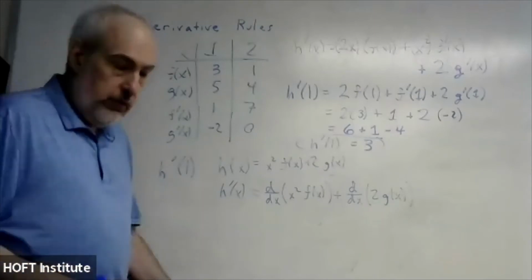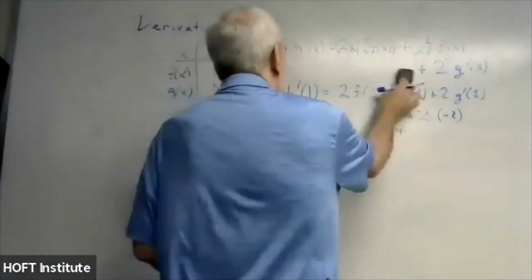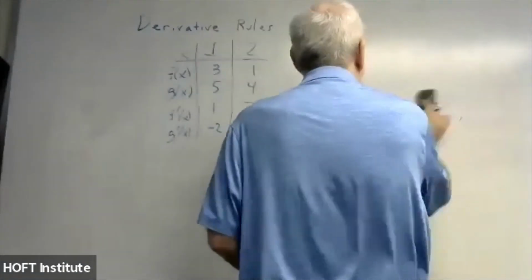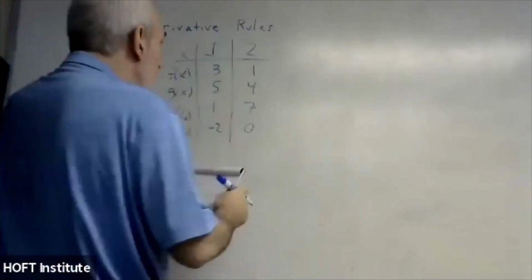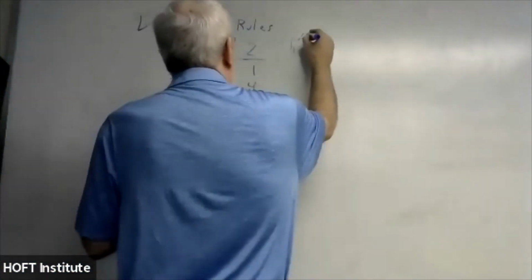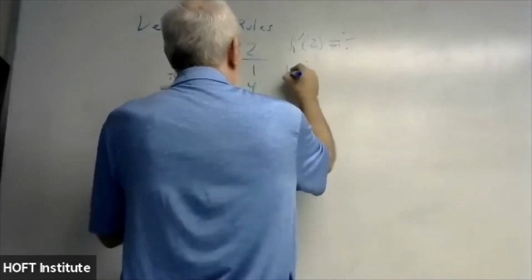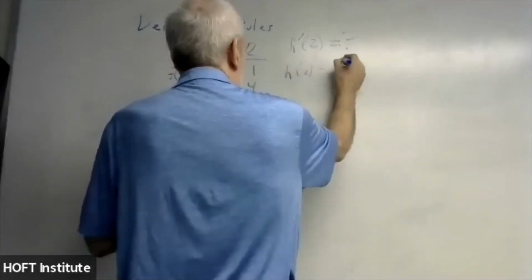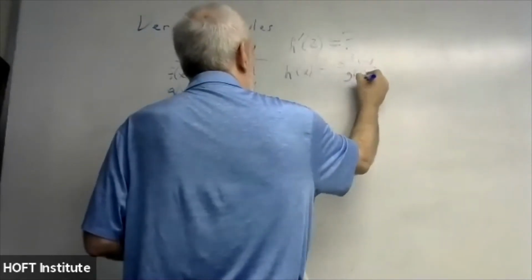Okay, let's do one more example. This time we're going to find the derivative of h at 2 when h of x is x times f of x over g of x.